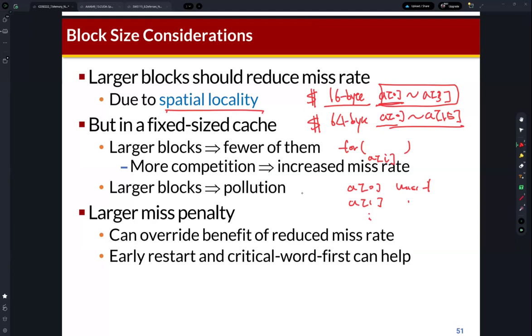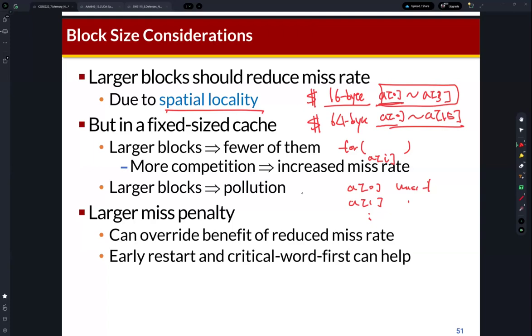What does it mean? Because the cache block size is large, we can increase the hit ratio in this case, right? So this is the benefit of a larger cache block. But if we just make the cache block larger, the cache also includes disadvantages.